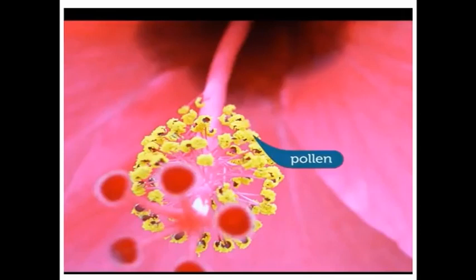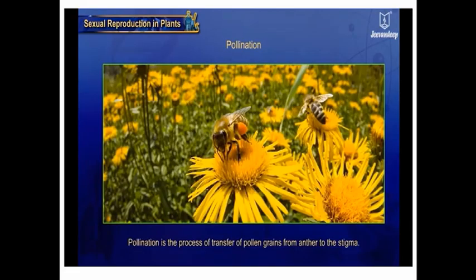Flowers have tiny eggs and yellow-colored substance called pollen. When these eggs and pollen meet, the fruit is formed. The process of transfer of pollen grains from anther to the stigma is called pollination. The eggs and pollen meet with the help of wind, insects and birds.